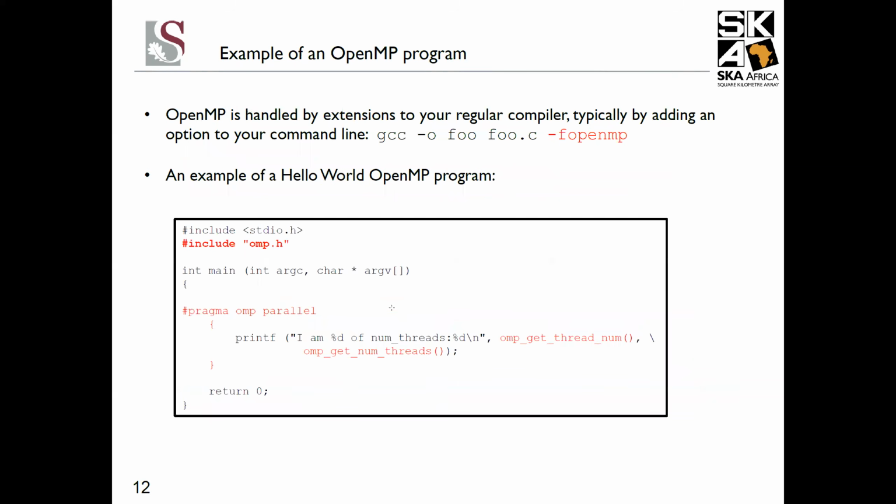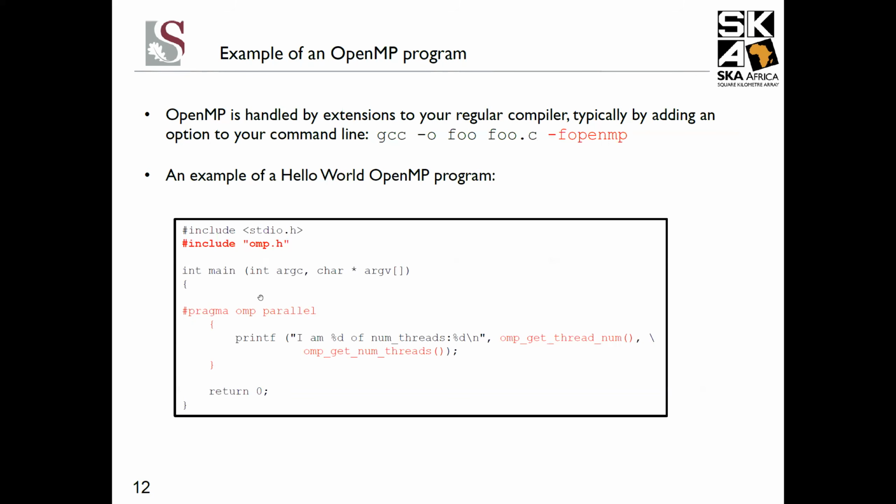So what is an example of what an OpenMP program looks like? Well, it looks a bit like this. It's just C code. OpenMP is handled by extensions to your regular compiler, which is done by adding an option to your command line. We call the compiler GCC in this instance, create an object file called foo, and this is my C code foo.c, and I pass it this option, -fopenmp. This is the compiler option that's passed so that the compiler knows that foo.c contains OpenMP compiler directives.